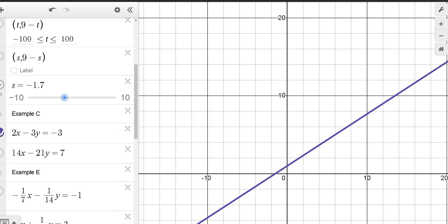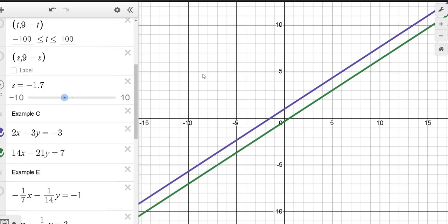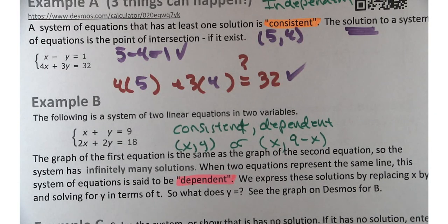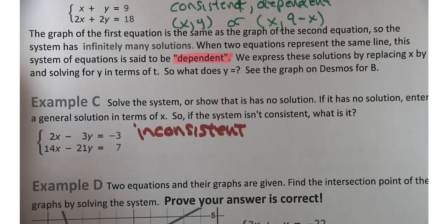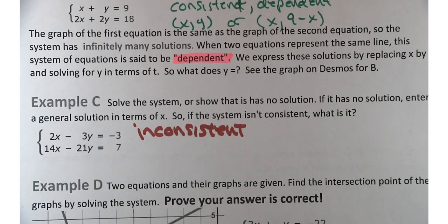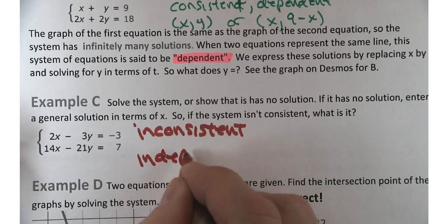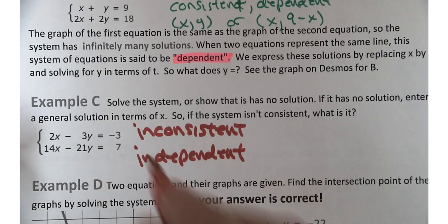2x minus 3y equals negative 3, and 14x minus 21y equals 7. Is this system of equations consistent or inconsistent? Inconsistent. Why? They're parallel. They don't touch each other. There's no solution. So in that case, we've got an inconsistent system of equations. How about is it dependent or independent? What do you think? Independent. I got to vote for independent. Good. Why independent? Yeah, you got different lines. Nice.